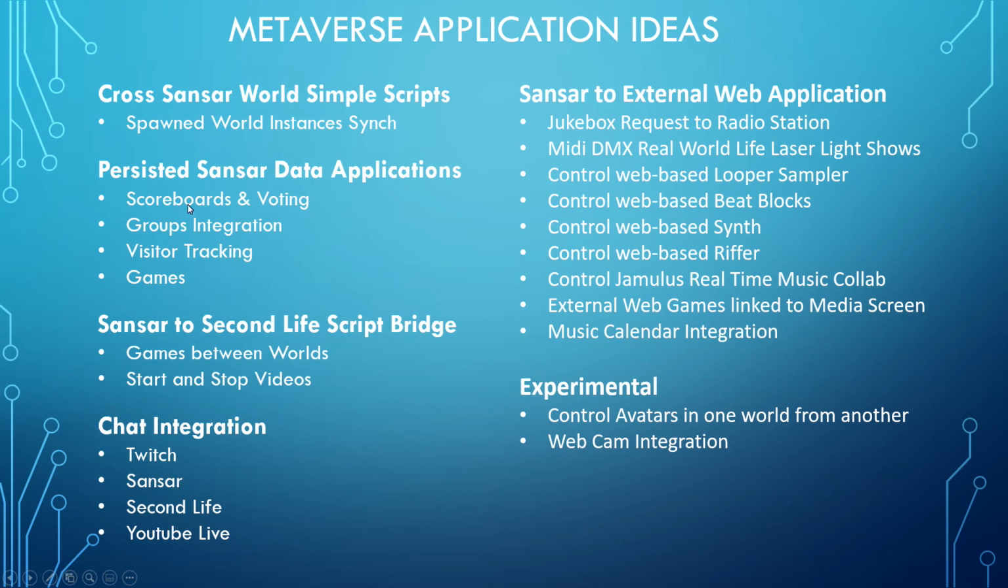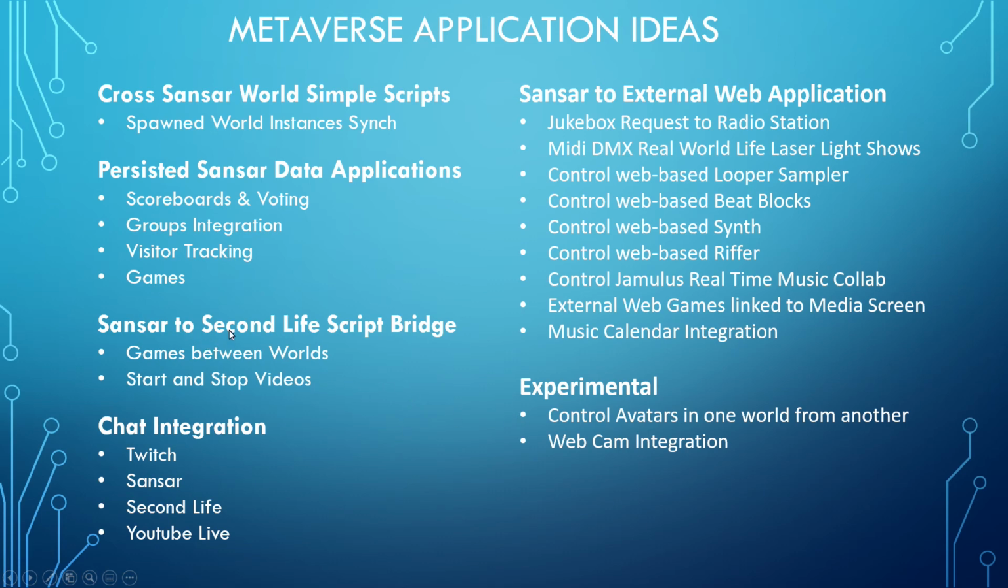You could have persistent data applications, because you could be not just storing it in the generic queue manager database I showed you a minute ago. You could be storing it in a specific application. So things like scoreboards, voting. We could do a group integration. Sansar doesn't have groups right now, but we could provide a group service for Sansar. You could track visitors. You could message visitors as they came into places. You could build games. A number of different things we could do if we're storing the data, and it stays persisted between different times you've come into the game, or come into that world.